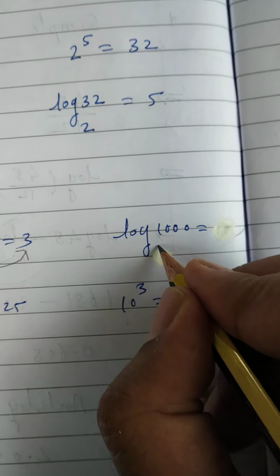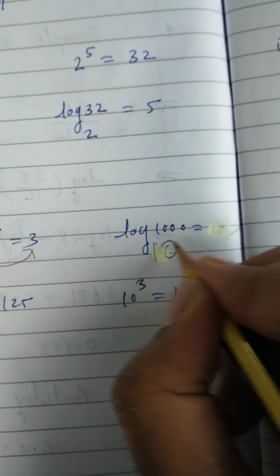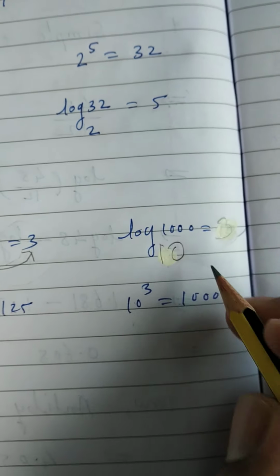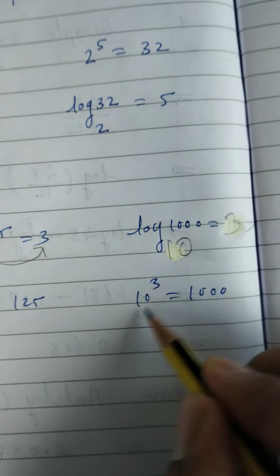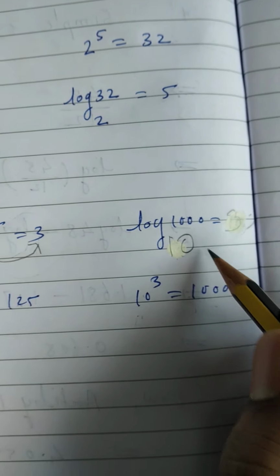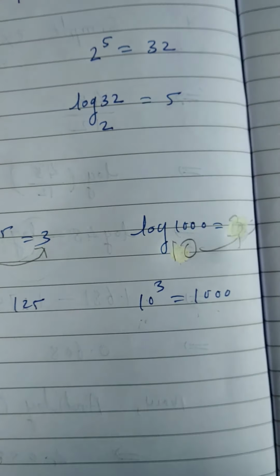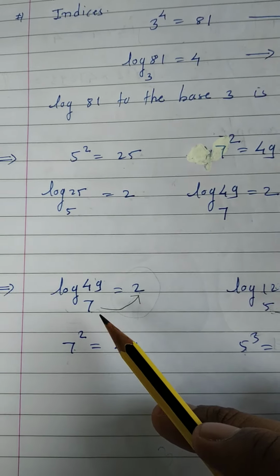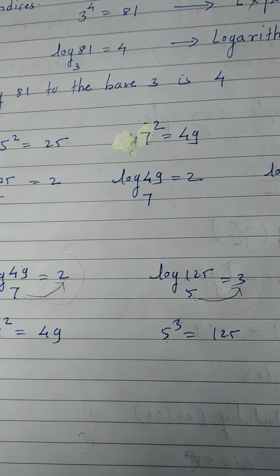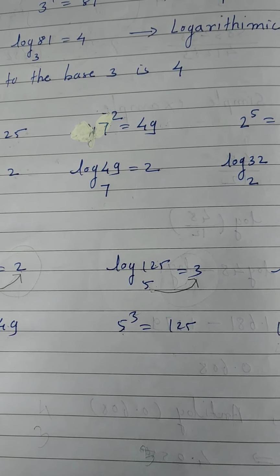Suppose this is 1000 and this base is given 10. So the answer will be 3. So how will you write this? 10 raised to 3. 10 raised to 3 is equal to what? 1000. This 10 will be the base of this 3. I hope so आपको clear हुआ how to convert logarithmic form into indices form or exponential form.